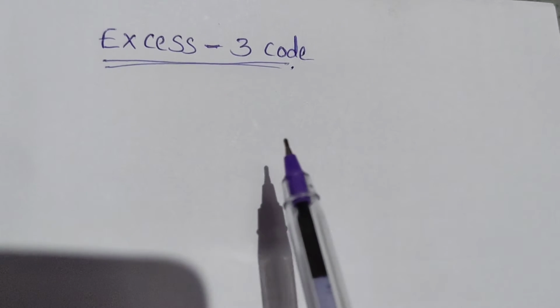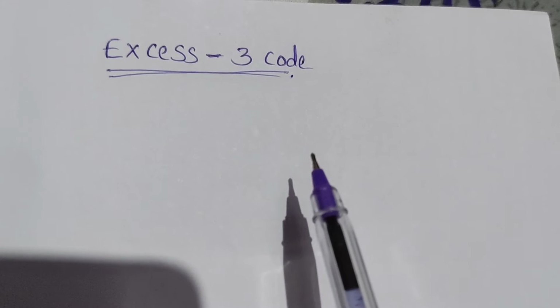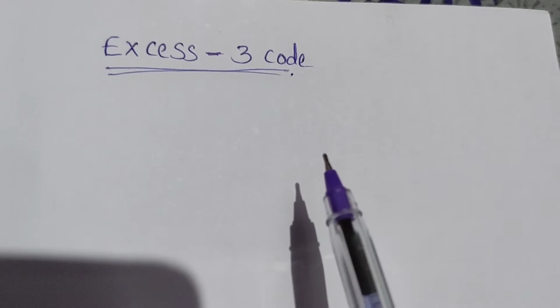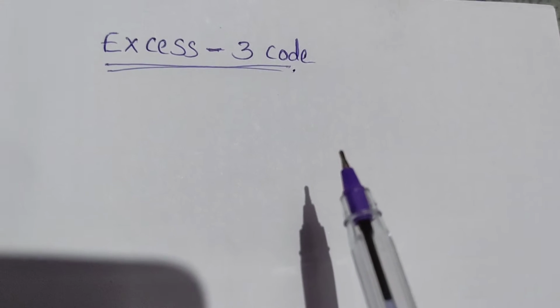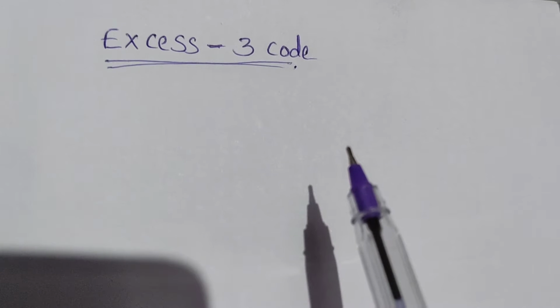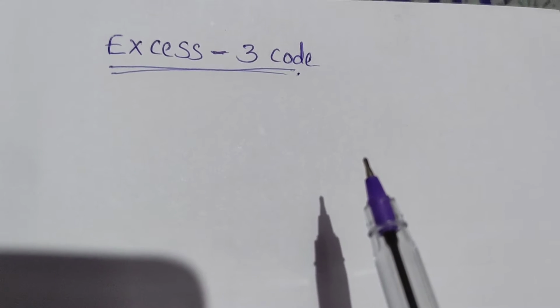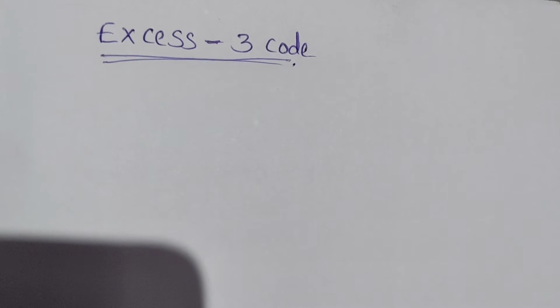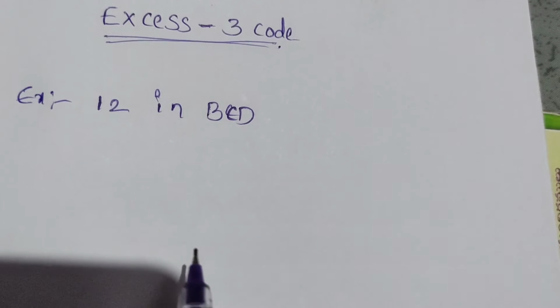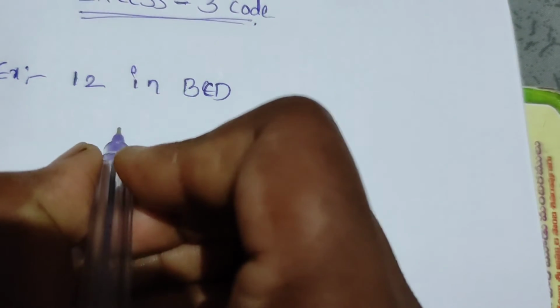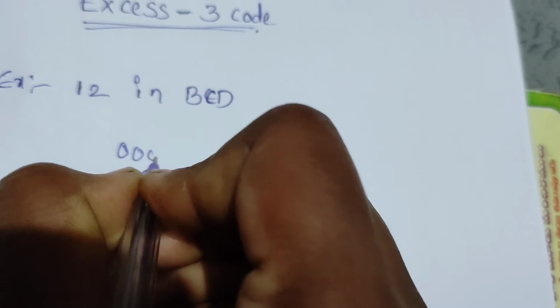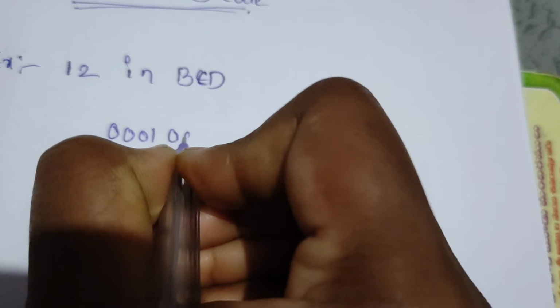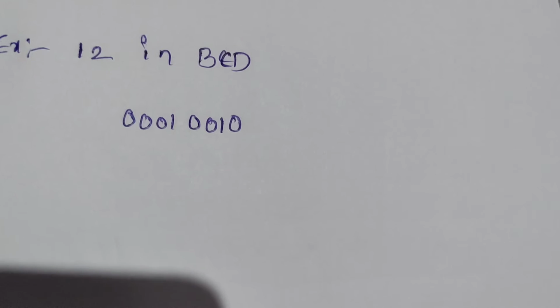XS3 code is nothing but adding 3 to a decimal number or a BCD number. BCD we have discussed in the last class, representing a decimal in the form of 8421 code. For example, 12 is represented in BCD as 0001 and 0010.